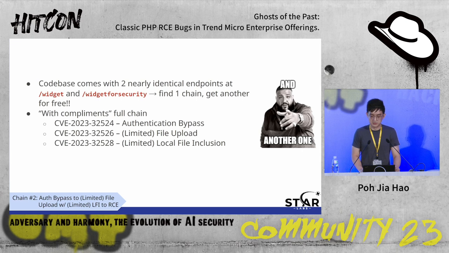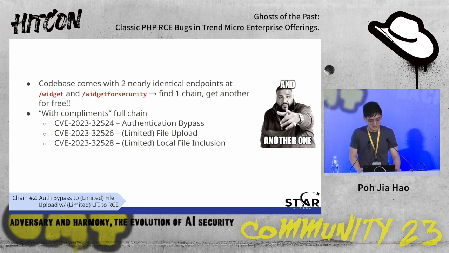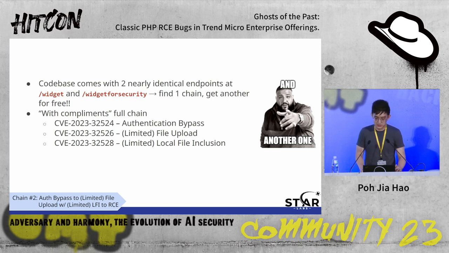Surprisingly, this app comes with two main endpoints, widget and widget for security. If you try to diff the different endpoints, you will see that they are really identical to the point that if you find a section of the code in one, it can also be found in the other endpoint. This means that any bug we find in one endpoint will give us a second one for free. As such, a second full chain consisting of the same conditions was found in total, and we will assign 6 CVEs for these two bug chains.